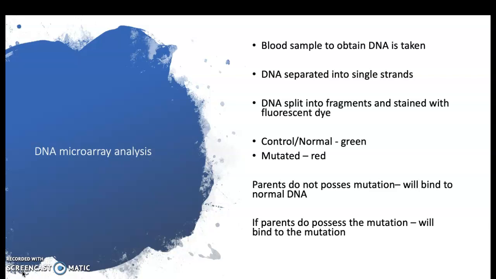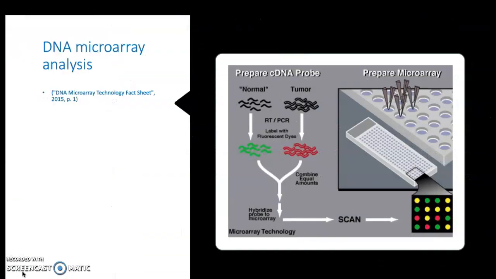If the individual does not possess a mutation, both samples will bind to the normal DNA. If the individual does possess the mutation, the red sample will bind to the mutated DNA. Here's a picture depicting how this process works.